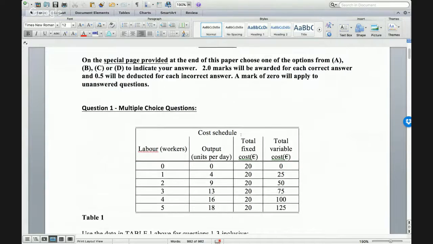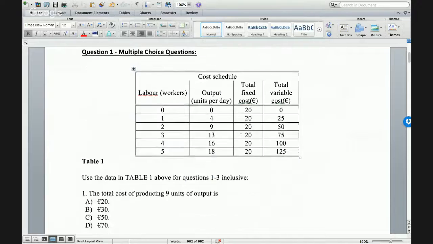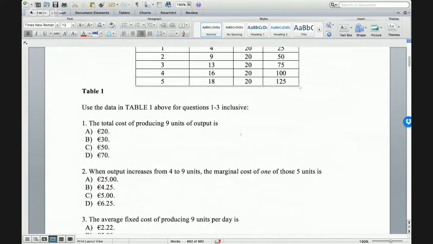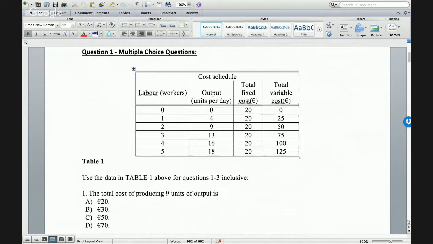So the first one here is what's known as a cost schedule, and there are 3 questions associated with this particular question, this table. Right. So first question, total cost of producing 9 units of output. So we look for 9 units of output, which is here, and we want to find the total cost. So the options are 20, 30, 50, and 70.